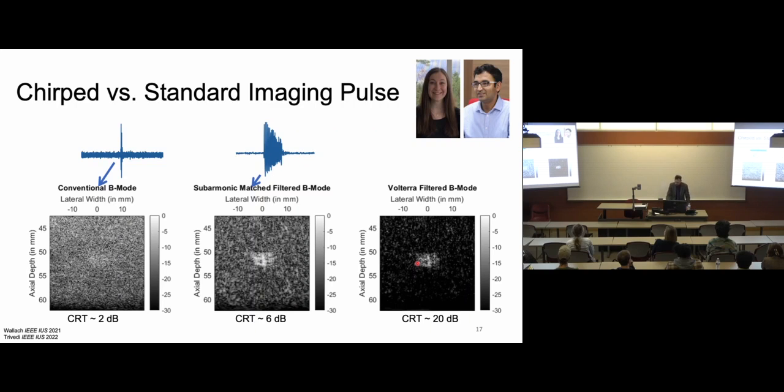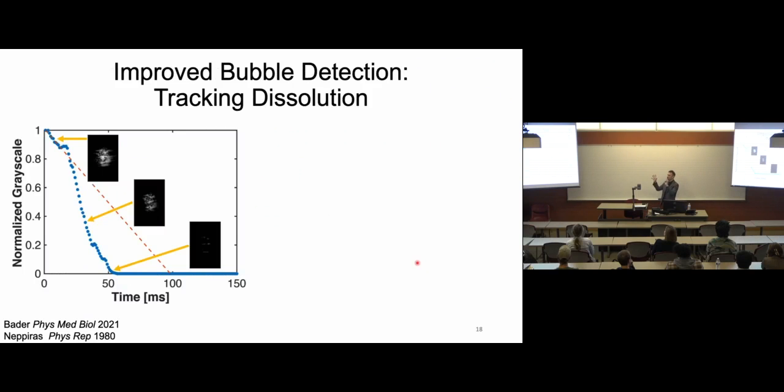All right, so now that we can detect these bubble clouds very well, what can we do with that type of information? On the left-hand side, what you're looking at here is the normalized grayscale, or the echogenicity of the bubble cloud, as a function of time. With plane wave imaging, we can track with very good temporal resolution the dissolution of the bubble cloud over time. Now, the point is that the dissolution rate is strongly dependent on the size of the bubbles. And remember, the whole point of histotripsy is that it's the mechanical action of bubbles that breaks down cells in order to cause ablation. And so if we know the size of the bubbles, we can therefore get some idea of the amount of energy that's imparted to the tissue.